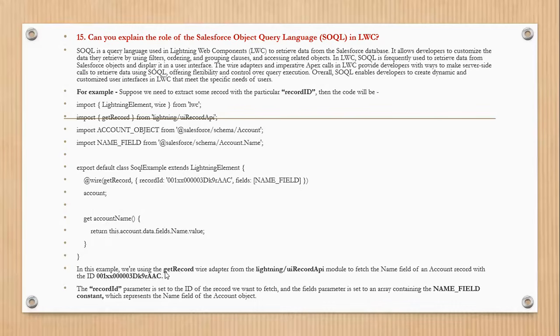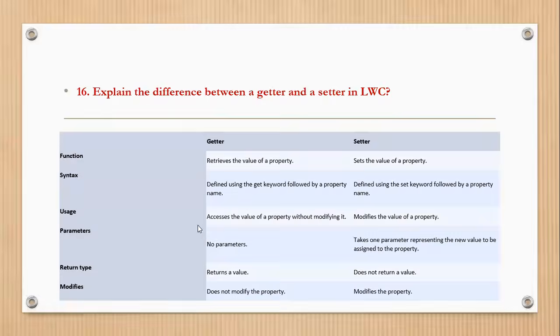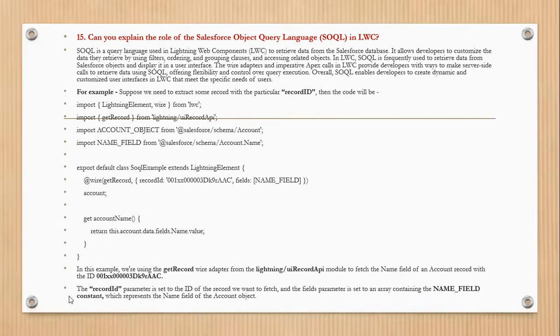In this example, we are using the getRecord wire adapter from the Lightning records API module to fetch the name field of the account record with ID 001. The recordId parameter sets the ID of the record we want to fetch, and the fields parameter is set to an array containing the name field, which represents the name field on the account object.